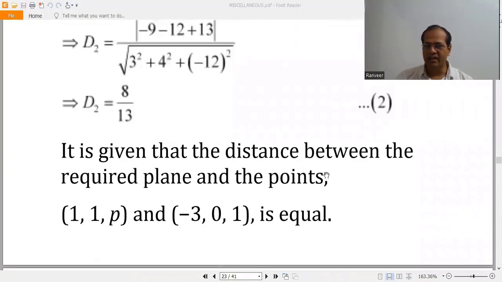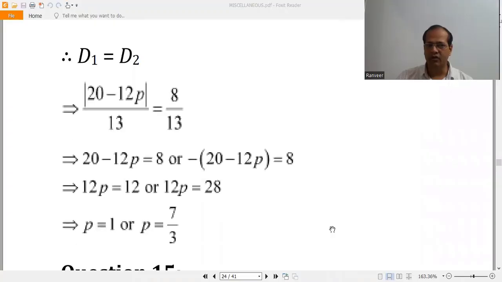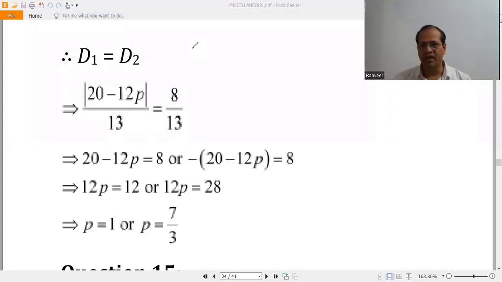So given that the distance between the required point is (1, 1, p) and (minus 3, 0, 1), d1 equals d2, both distances are the same. So we just have to equate the modulus values. If we remove the modulus, one time it is plus and another time it is minus. So this is for the plus, this is for the minus, and p equals 1 and p equals 7 by 3. In this way we can find it. The most important thing is that you have to know the formula and how to implement it.